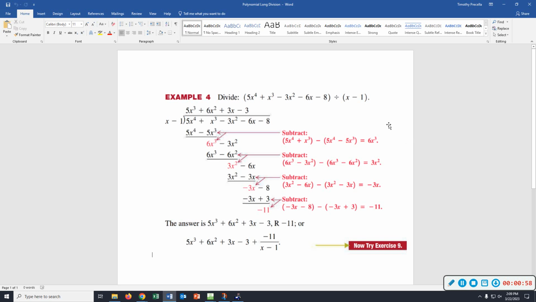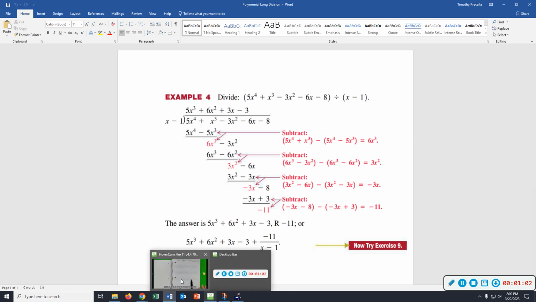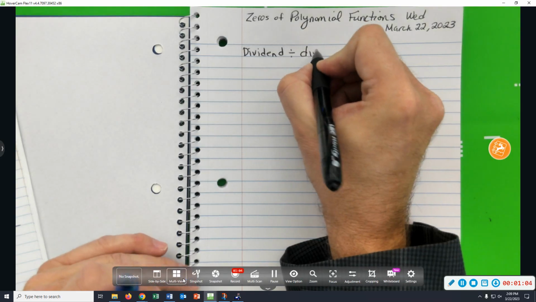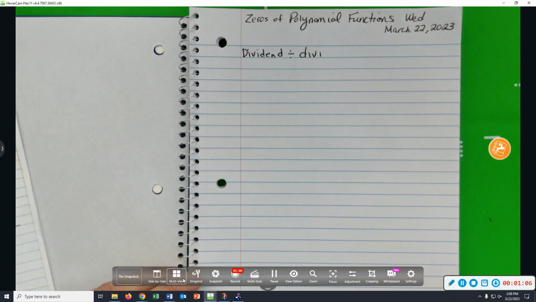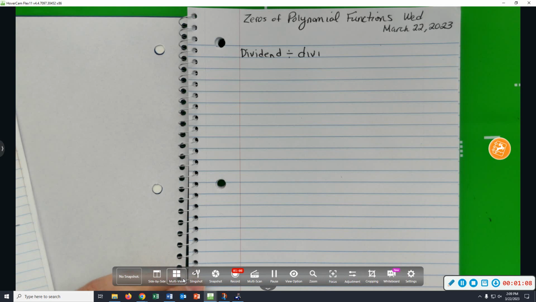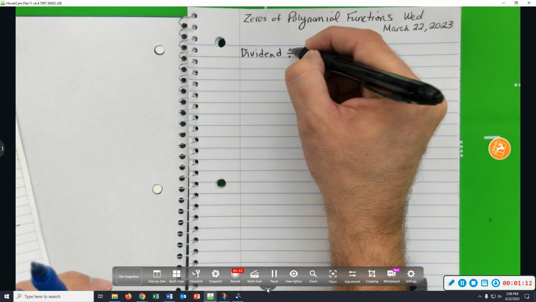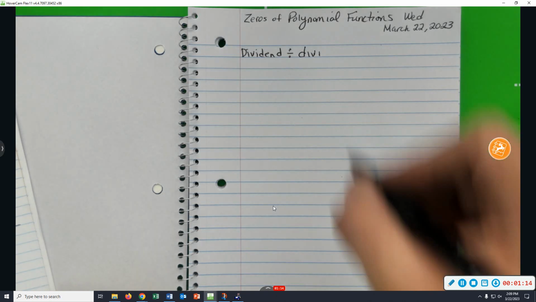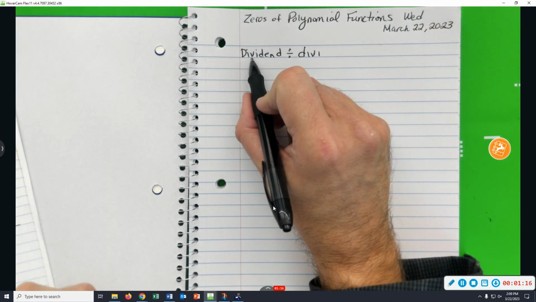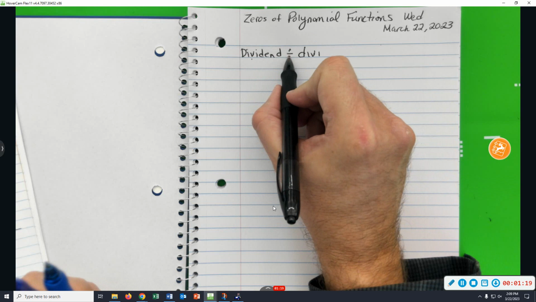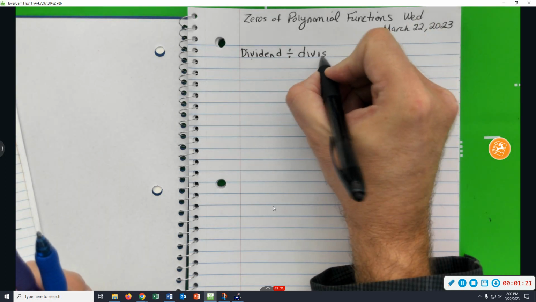And maybe let's remind you all of the terminology before we go any further. If you're writing division with this symbol here, the two dots and the horizontal bar, then the dividend is the first thing, divided by the divisor.